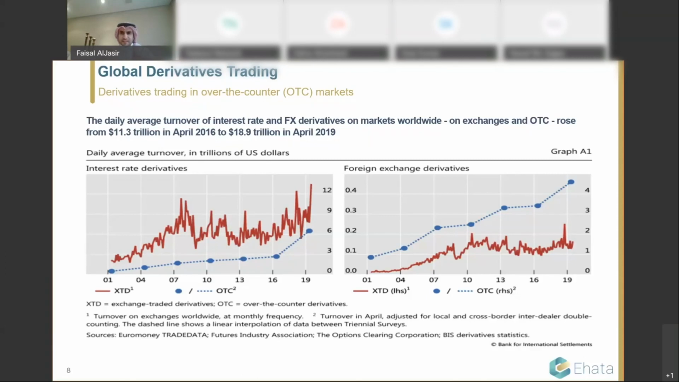Yet we can see that the daily activity that happens in both OTC and exchange is huge on a daily basis. In Saudi Arabia, as per the SAMA 2018 annual report, Saudi Monetary Authority, OTC derivatives activity was more than 1 trillion Saudi riyal. So derivatives are not entirely new in Saudi Arabia when we consider the OTC market.